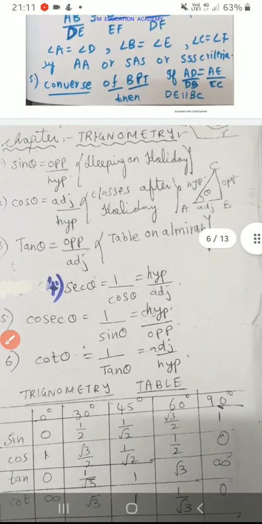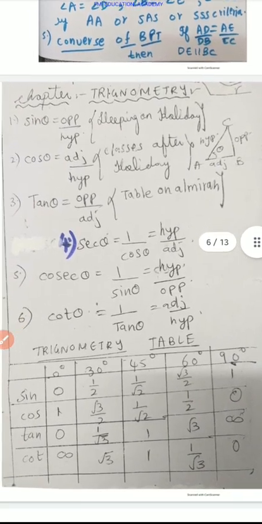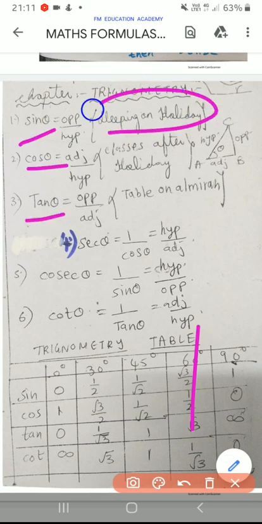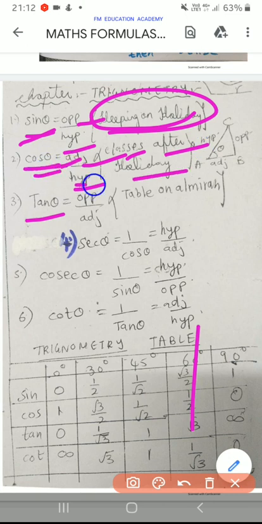Then we have trigonometry. How to remember the values of trigonometric ratios of sine theta, cos theta and tan theta? You can remember this tip. SOH: sine theta is equal to opposite side by hypotenuse. CAH: cos theta is equal to adjacent side by hypotenuse. TOA: tan theta is equal to opposite side by adjacent side. You can learn this as Some Old Hens, or Table on Almira.